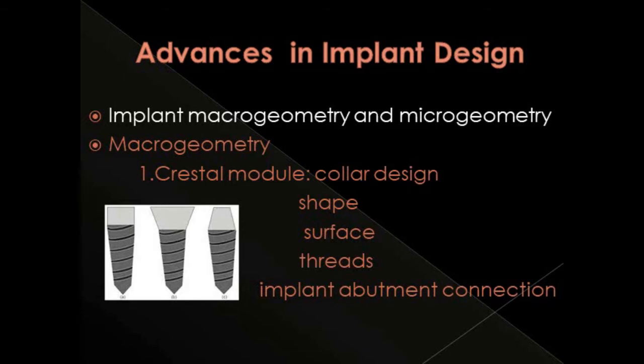The surface can be smooth or rough, and there is the presence of threads, which are the small grooves present on the crestal module, in order to enhance the surface area of the bone implant interface near the crest. These grooves can be of a horizontal pattern, or a parabolic or scalloped pattern. Then comes the implant abutment connection or junction, which is mainly of two types: external abutment connection as well as internal abutment connection, which is again further subclassified into many types.